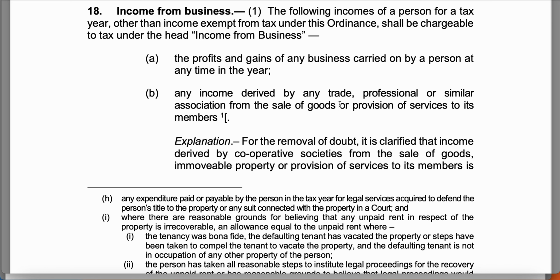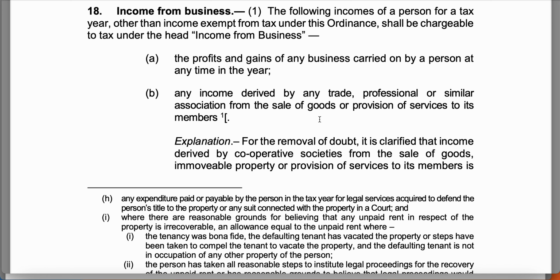Any income derived by any trade, profession, or similar association from the sale of goods or provision of services to its members. Now, this is a special type of scenario which has been included in income from business. If it was not included here, it may have to be shown under the head income from other sources, or it may become non-taxable. So, income derived by any trade, professional, or similar association. These are trade associations like the Chamber of Commerce, etc.